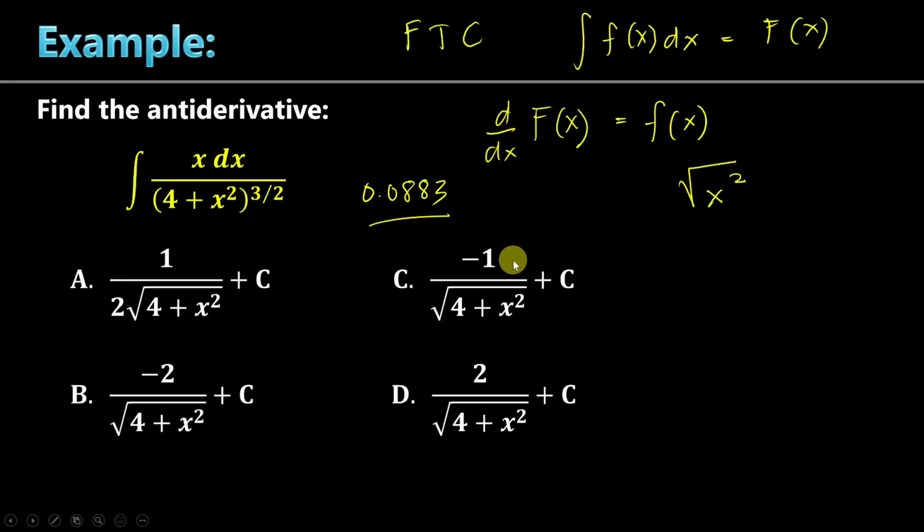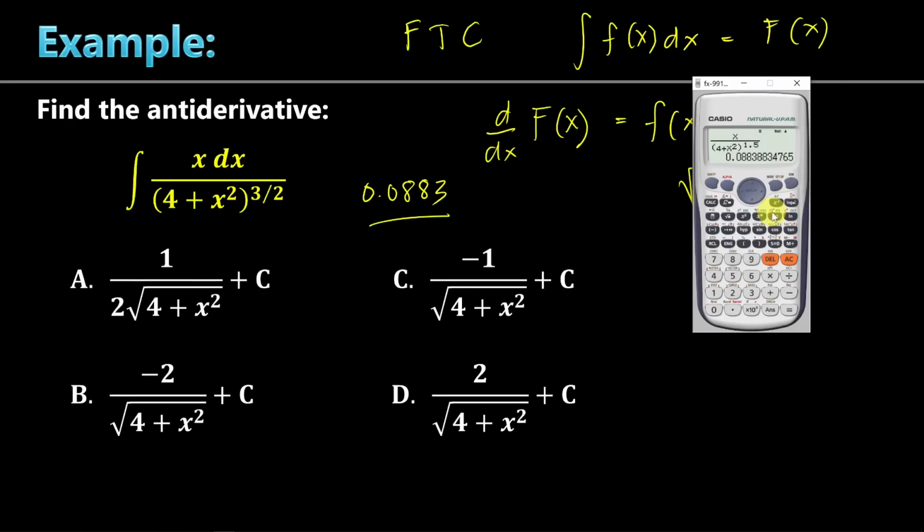Pwede pa tayong kumuha ng derivative gamit ang calculator? Yes. So, kuha na natin ang derivative yung letter A. Trial and error ito. Shift, ayan, d/dx. Okay, so we have 1 over 2 times the square root of 4 plus x squared. Now, hihingan tayo ng value ng x para may makuha tayong numerical value. Di ba kanina ang ginamit nating value ng x ay 2? So, dito, 2 rin yung ilalagay natin. Okay, 2 equals, ay, hindi sila nag-match. So, that means letter A is not the correct answer.